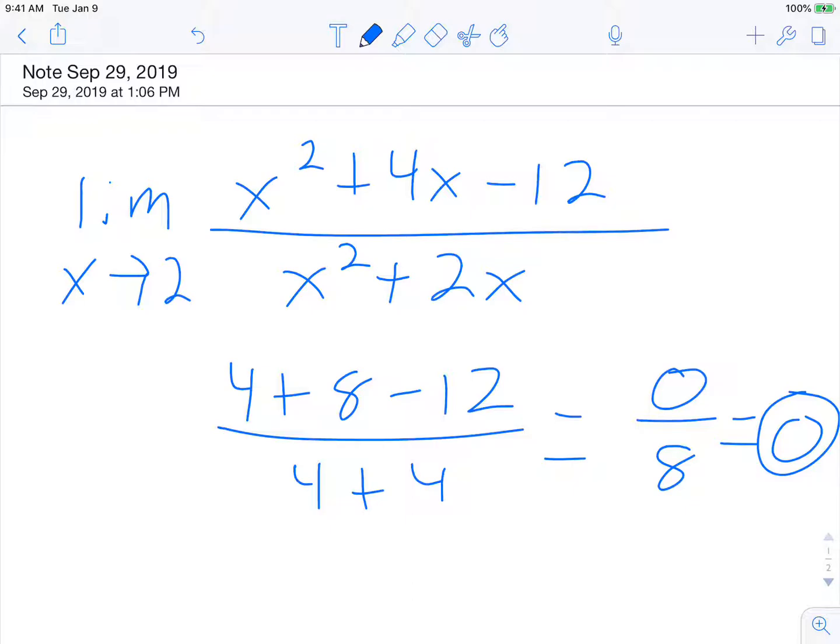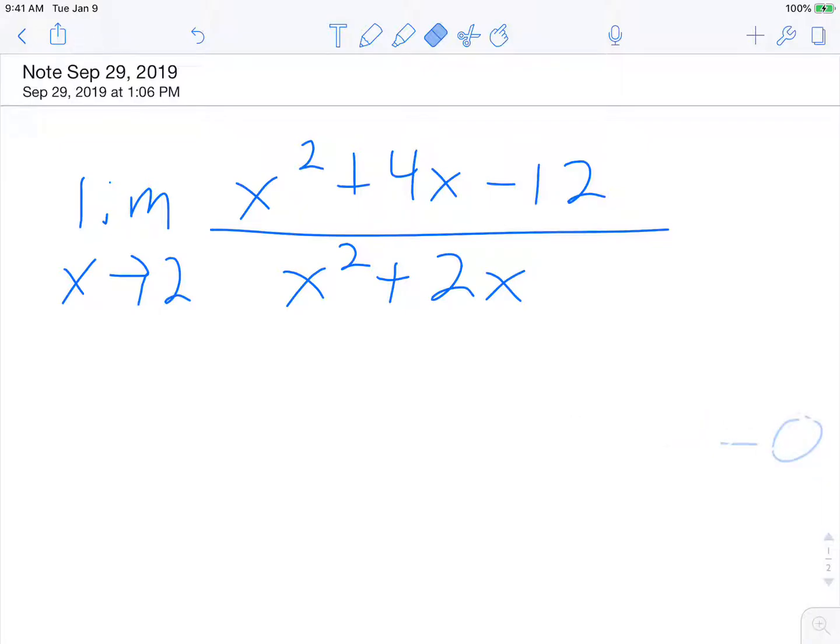If we looked at a graph, there's no problem. There's no holes, nothing like that. But if we go back to my original example, and I change this back to a minus 2x, can you see what would happen if we put in 2? The numerator, same thing, 4 plus 4 is 8 minus 12 is 0. The denominator, if I put in 2 squared is 4, minus 2 times 2 is 4.